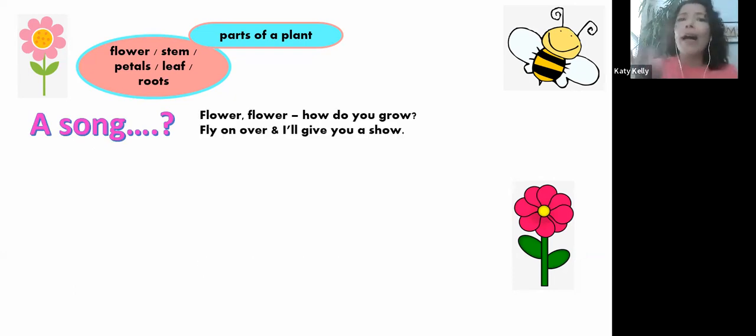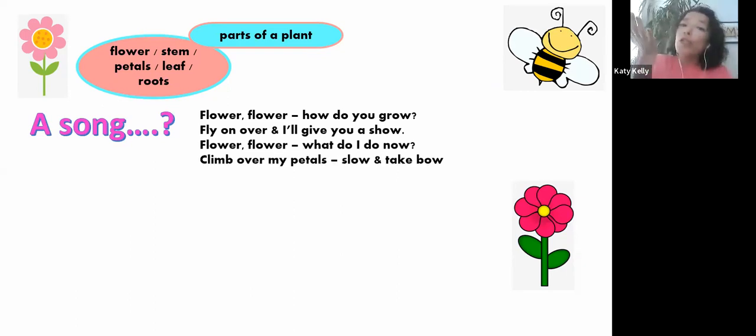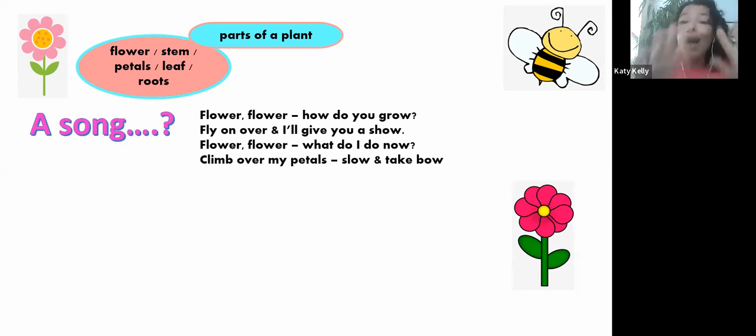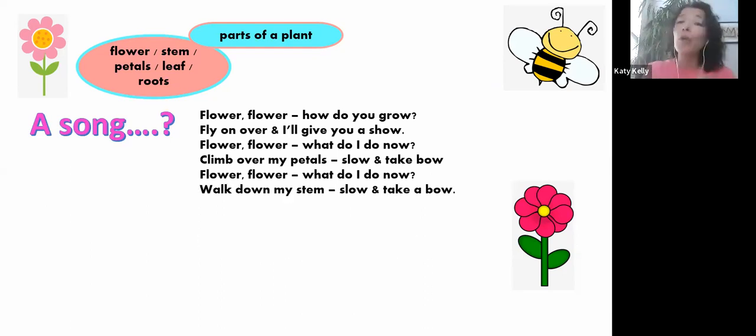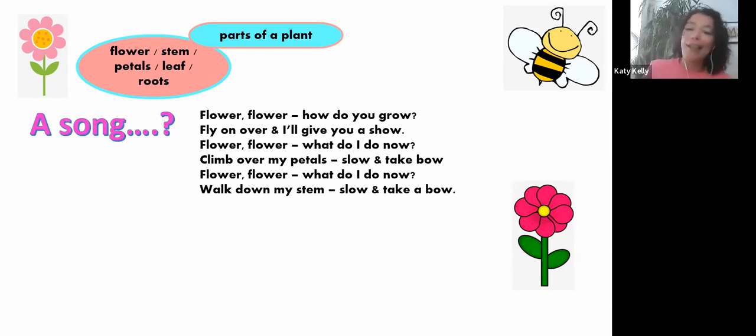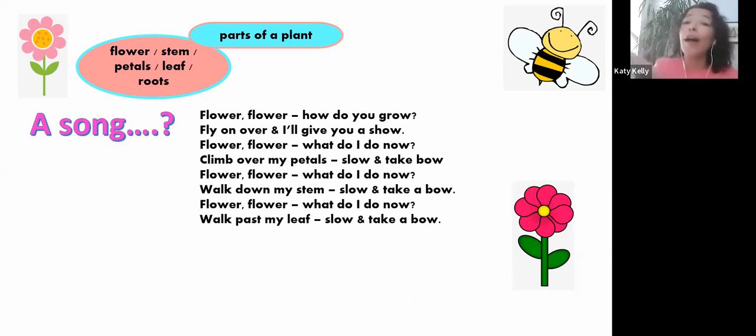Flower, flower, how do you grow? Fly on over and I'll give you a show. Flower, flower, what do I do now? Climb over my petal, slow and take a bow. Flower, flower, what do I do now? Walk down my stem, slow and take a bow. Flower, flower, what do I do now? Walk past my leaf, slow and take a bow.